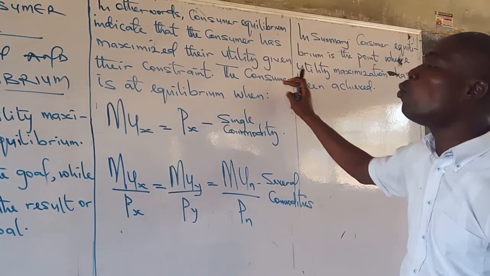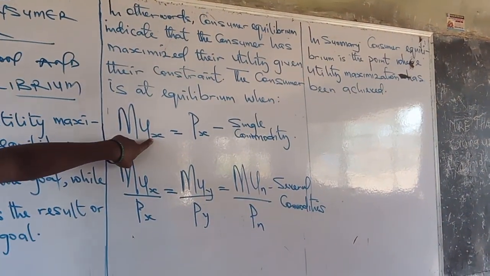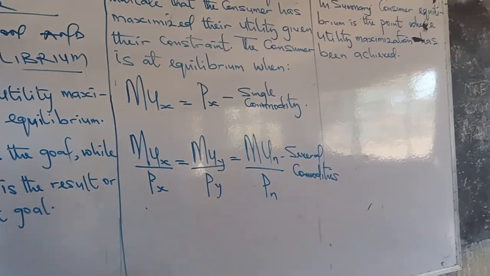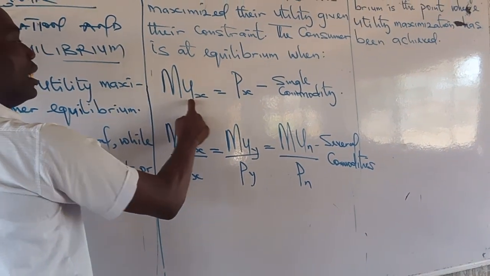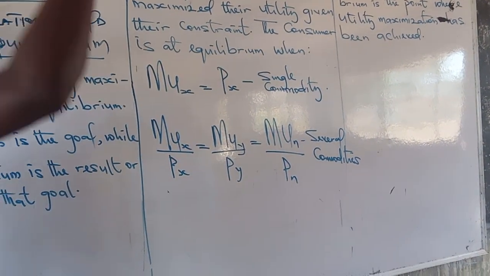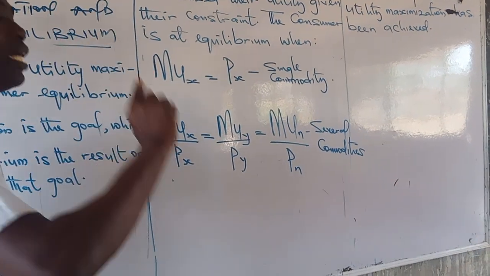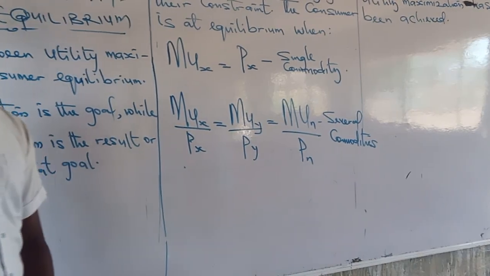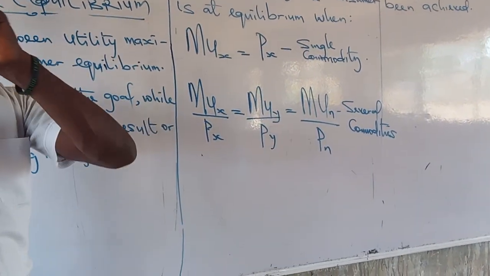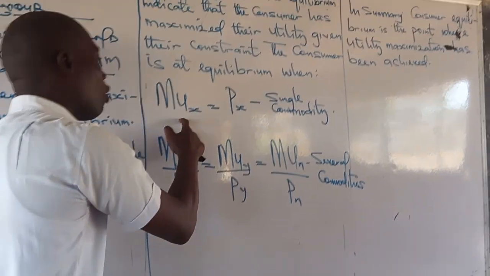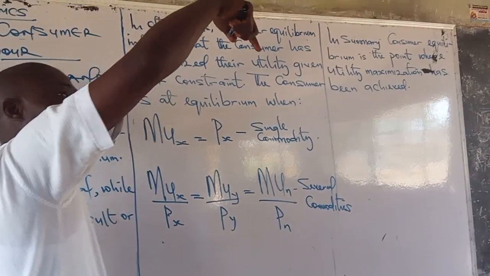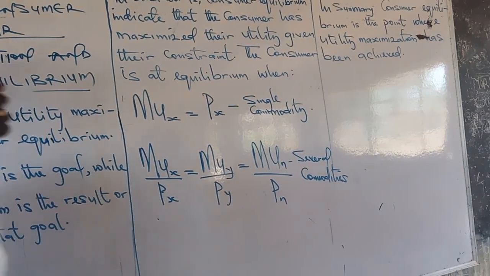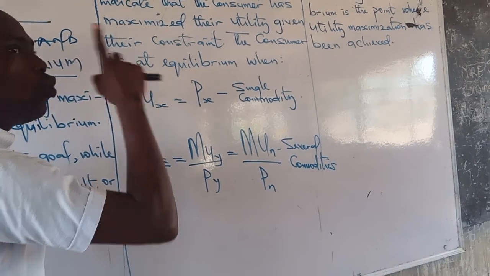So the consumer is at equilibrium when marginal utility of commodity X is equal to price of commodity X for a single commodity. In other words, if the additional utility, that is, the additional satisfaction the consumer derives in the consumption of a particular commodity equals the price of that commodity, then we say the consumer is at equilibrium for a single commodity. Marginal utility of commodity X, that's the additional utility he or she derives in consuming that commodity, equals the price of that commodity, then we say the consumer is at equilibrium for a single commodity.